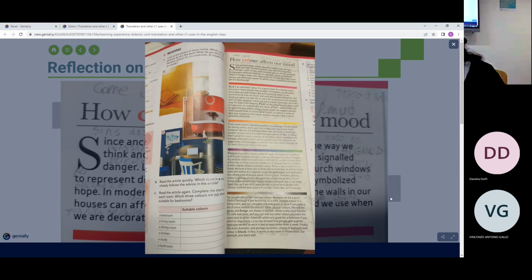Grammar, translation, traces. Because we mix together different skills. We are trying to assess different skills, so reading, understanding, explaining. Yeah. So, when is it that you can assess pronunciation?